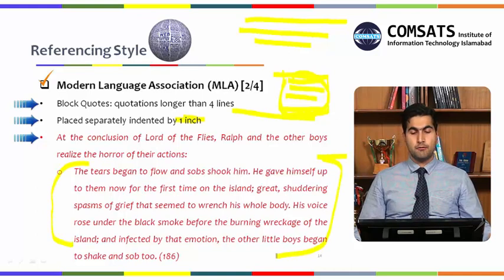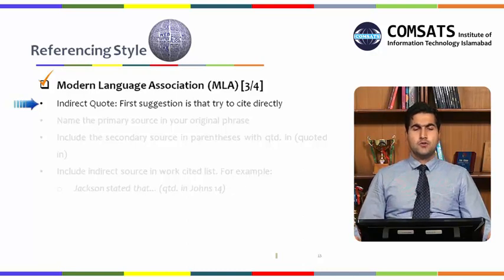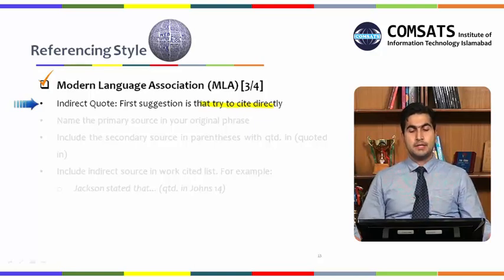So at the conclusion of Lord of the Flies, Ralph and the other boys realize the horror of their action, and then the text is provided in block format. This is one example to look into. In the case of a text which is not a direct quote, it won't be in quotation marks, because it's an indirect quote. So the first point is to try to cite directly rather than indirectly.